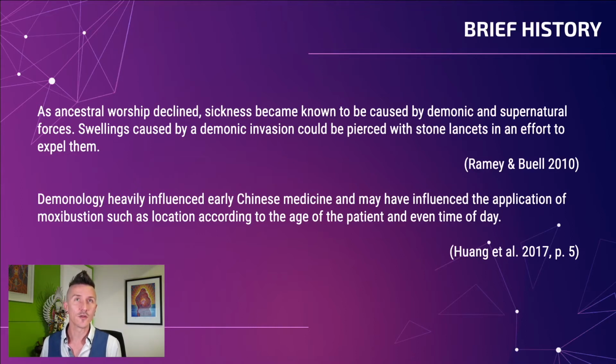Demonology heavily influenced early Chinese medicine and may have influenced the application of moxibustion, such as location according to the age of the patient and even time of day. I can't remember who actually told it to me, but it seemed fairly accurate. It seems like a pretty plausible explanation about moxibustion, in that it was akin to white sage used by shamans of the native peoples of North America, or tobacco, called mapacho, used in South America. These are used by a shaman to ward off evil spirits during a ceremony.